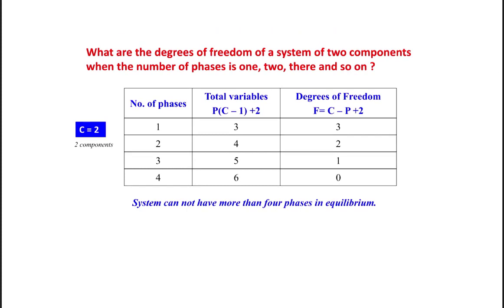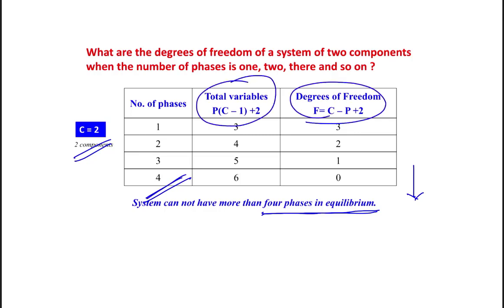So if we take 2 components, that is C equal to 2, we can have only 4 phases in equilibrium, because we cannot go beyond 0 degrees of freedom. We cannot have minus degrees of freedom. It should be minimum 0. So in this system, if you measure by these formulas, you can have only 4 phases in equilibrium.